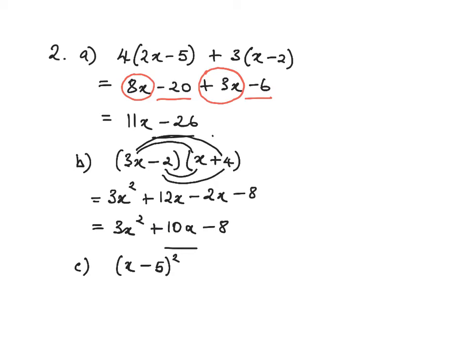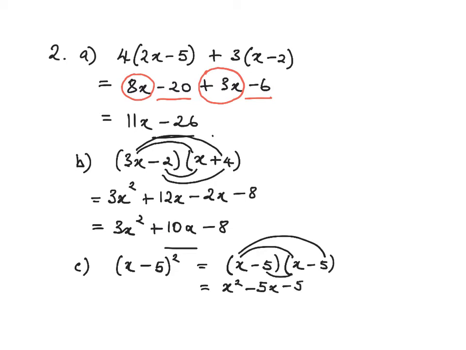Part C, x minus 5 all squared. First thing we can do is write the double bracket. Then if we expand, it's x squared, then minus 5x, minus 5x, and the last term, two negatives multiplying to make a positive. That gives us x squared minus 10x plus 25.